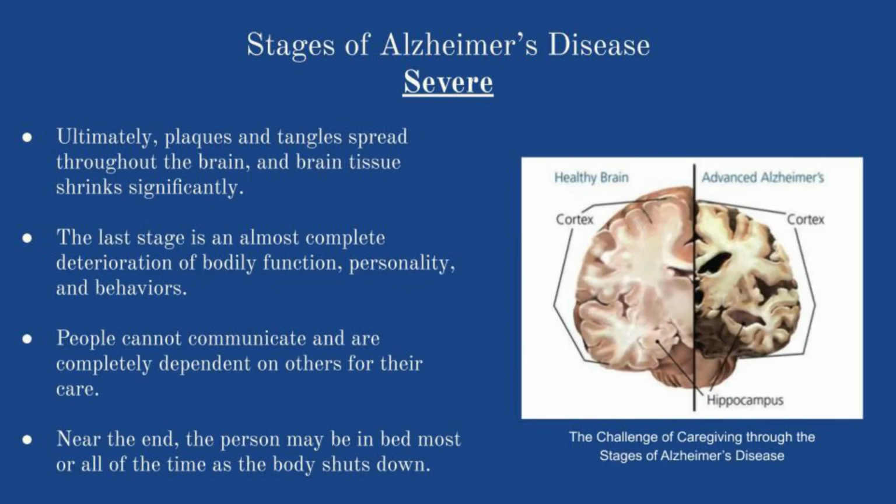Severe Alzheimer's disease is the third stage. Ultimately, these plaques and tangles that we talked about in the first module spread throughout the brain, and the brain tissue shrinks significantly. The last stage is an almost complete deterioration of bodily function, personality, and behaviors. People cannot communicate and are completely dependent on others for their care. And near the end, the person may be in bed most or all of the time as the body shuts down. And again, I believe that this picture is very important because it really shows the difference between a healthy brain and a patient with advanced Alzheimer's and the shrinking that actually takes place.